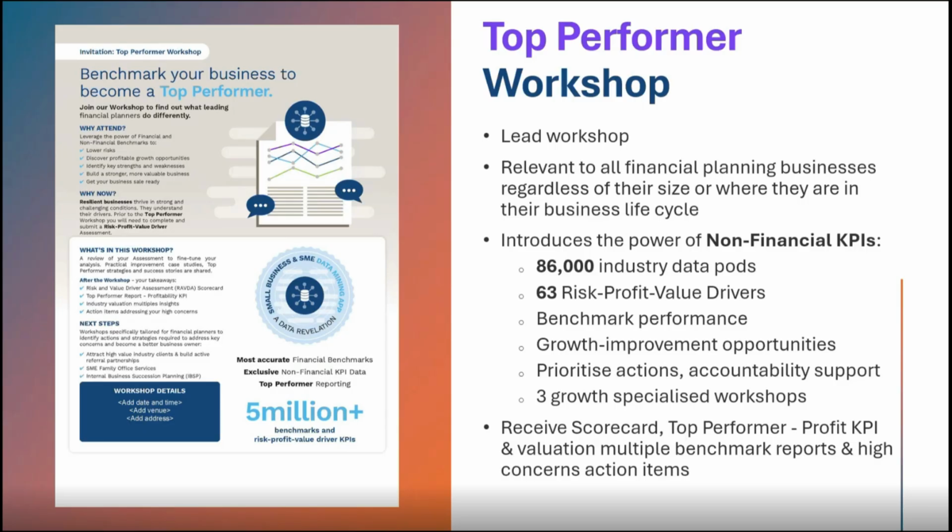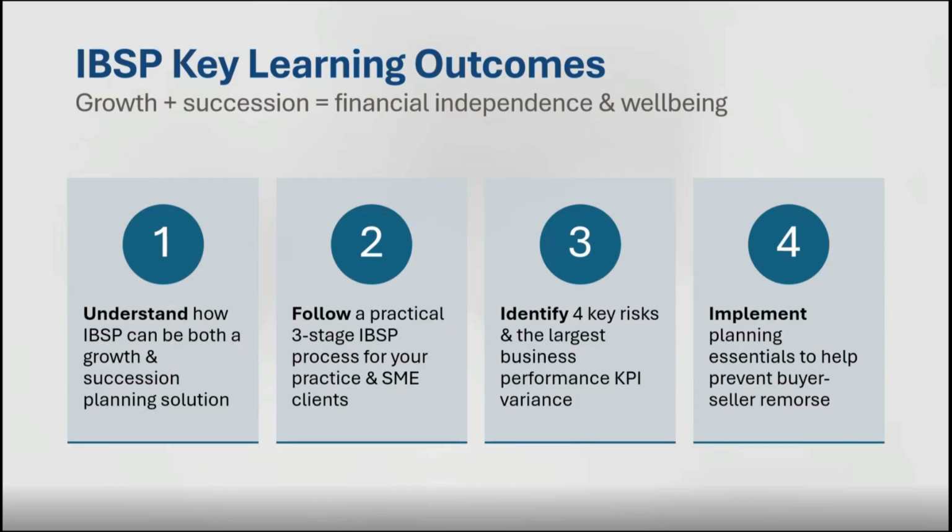So that's an example of how the top performer workshop process works, in this case for financial services, financial planners, financial advisors. But one of the outcomes of the top performer workshop might be the client is interested in internal business succession planning. So you can then offer that workshop, and it breaks it down into a range of different key learning outcomes.